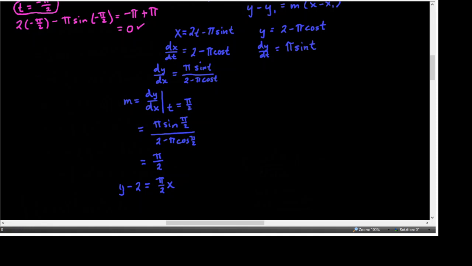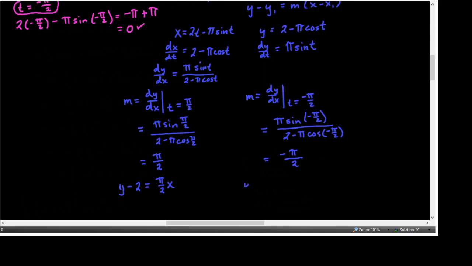Okay, now for the other line, we're going to calculate the slope using dy/dx again. But this time it's going to be at t equals negative pi over 2. So doing the substitution, that will be pi sine of negative pi over 2 divided by 2 minus pi cosine of negative pi over 2. Sine of negative pi over 2 is negative 1. Pi times negative 1 is the opposite of pi. And cosine of negative pi over 2 is 0. 2 minus pi times 0 is 2. And so that slope is negative pi over 2, and that's the other one. I think that one was in purple.